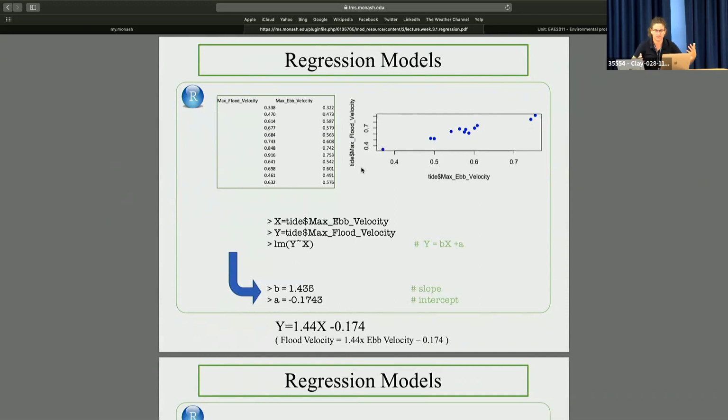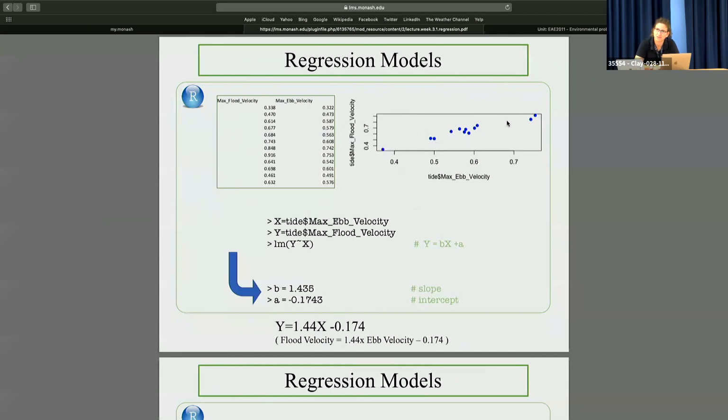So we saw earlier there's a significant correlation here. It's pretty high. It was, I think, 0.7, and it's positive, so there is a linear relationship here. What would it look like if I modeled it in a regression model, where y, flood velocity, is a function of ebb velocity, and then when I have that model, I can actually fit.